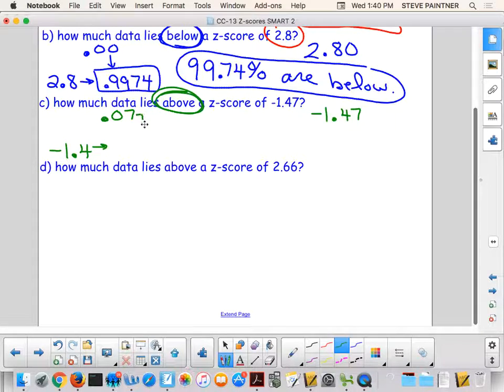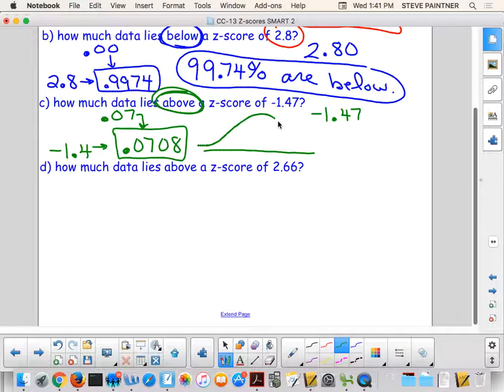Go this way, go that way. You're getting what? 0.0708. Okay. Now you got to realize what just happened here. They asked you to find the percent. How much data falls above this? You got to understand where you're at. Where are you at on this bell curve? If this is 0, negative 1.47 is where? Right here.